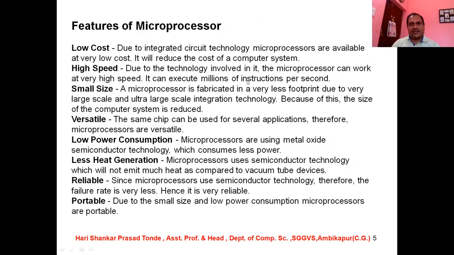Features of microprocessor. What are the various features of microprocessor? They are the various characteristics linked with the microprocessor. The first feature is low cost. Due to integrated circuit technology, microprocessors are available at very low cost. When we use ICs, the cost is definitely reduced.